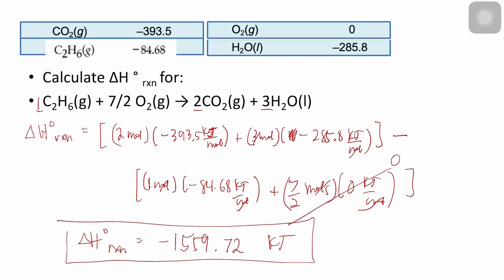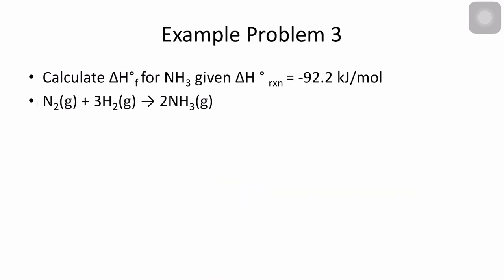For the next two problems, you would like to get the standard heat of formation given your standard enthalpy of the reaction for the overall process. So for this example, we have the production of ammonia from nitrogen gas plus 3 moles of hydrogen gas gives us 2 moles of ammonia gas. Okay. So we start with setting up the equation, the same equation, the standard enthalpy of the reaction of ammonia.